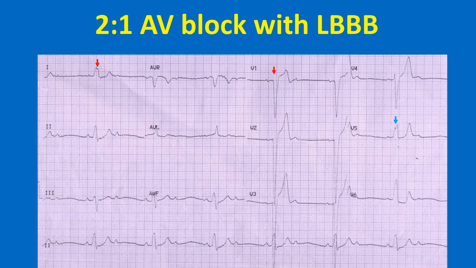Left bundle branch block is indicated by wide slurred QS complex in lead V1 and wide slurred R waves in lateral leads. Typical M pattern is visible in V5. T waves are concordant in lateral leads, that is, T waves in same direction as QRS. This indicates a primary T wave abnormality. T should have been opposite to QRS in left bundle branch block.